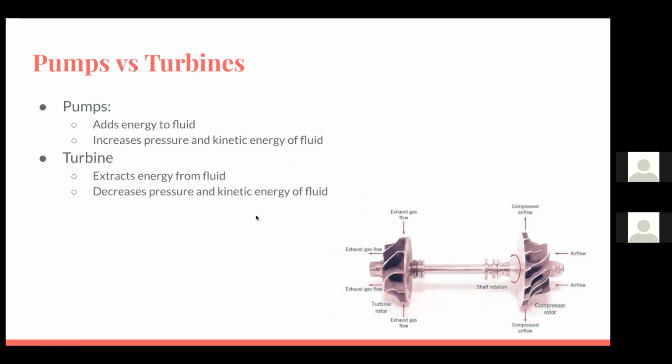Turbo machines can also be divided into two parts, either pumps or turbines. And as you can see in the image at the bottom, in pumps, the fluid enters the pump and the shaft is already rotating, which adds energy to the fluid and increases its kinetic energy and pressure. While on the other hand, in a turbine, it works the opposite way. As the fluid enters it, it causes the turbine rotor to rotate and it extracts the energy from the fluid, and it decreases the fluid's kinetic energy and pressure.